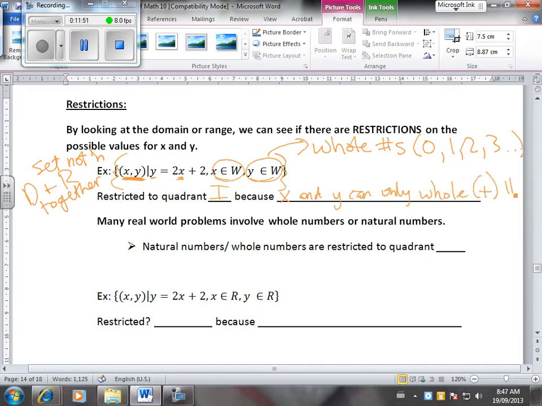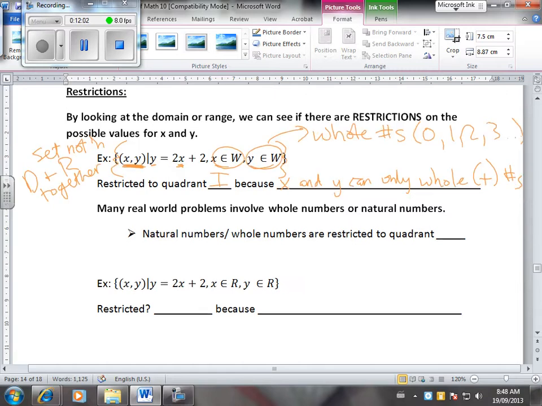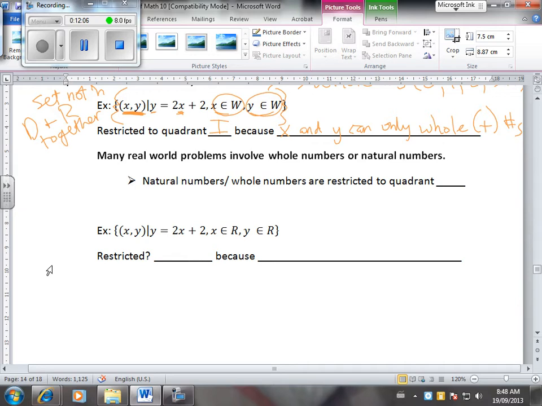When we work with real world problems, and inequalities are used in real world problems, this is where we normally live. Because we have whole numbers or natural numbers, if I'm counting how many houses we can build in this area, it has to be a whole or natural number. If I'm counting people, like a census, or animals, those all have to be whole or natural numbers. So whole and natural numbers are restricted to quadrant 1. Anytime you have a whole or natural number, you're going to stay in quadrant 1 all the time.